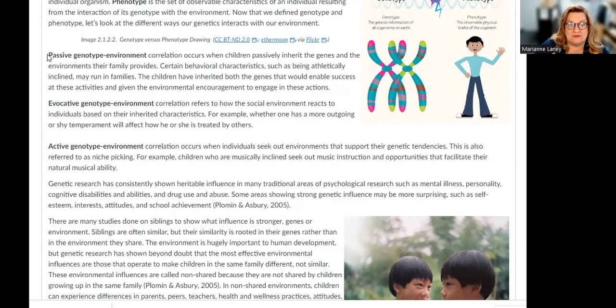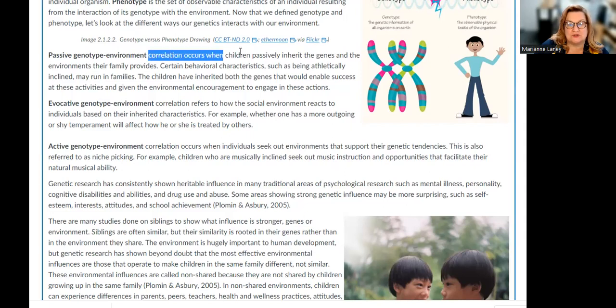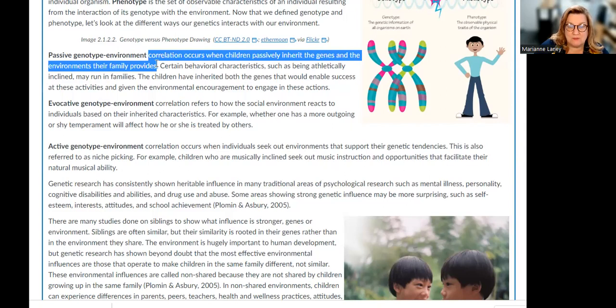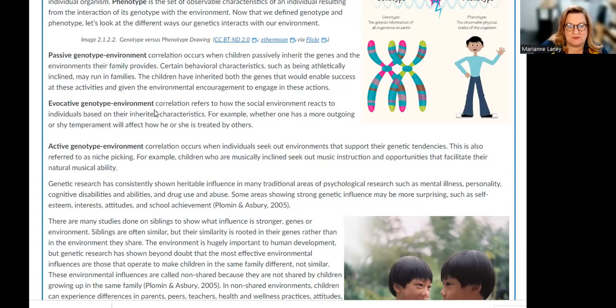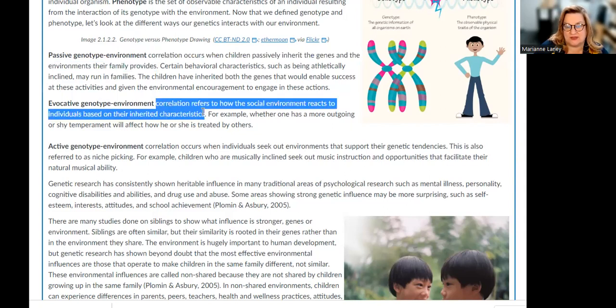So if we talk about language, passive genotype means that correlation occurs when children passively inherit the gene. So there's no gene for language, but what you're exposed to is the language that your parents are going to speak. Here is how the social environment reacts to individuals based on their inherited characteristics.